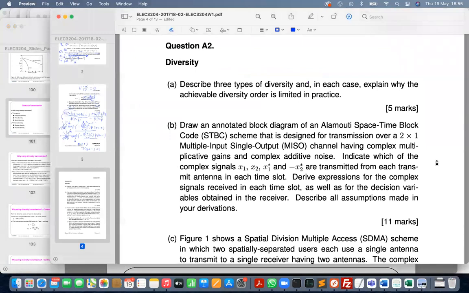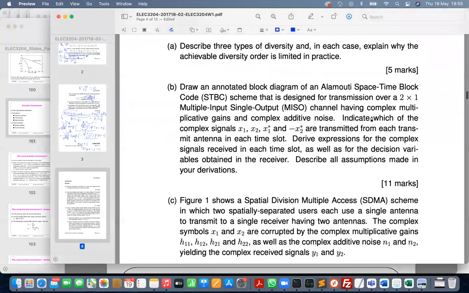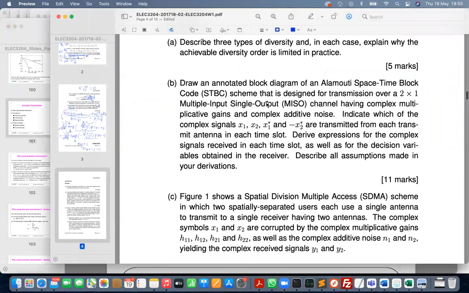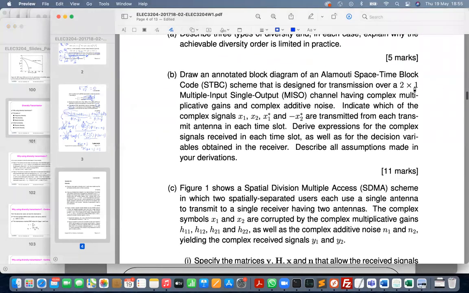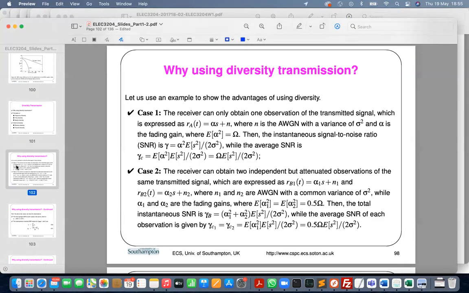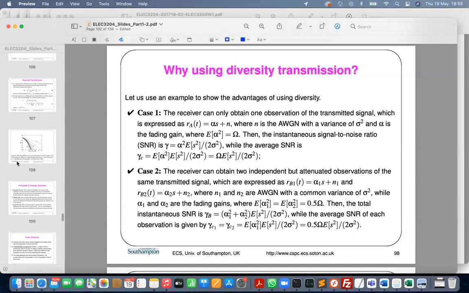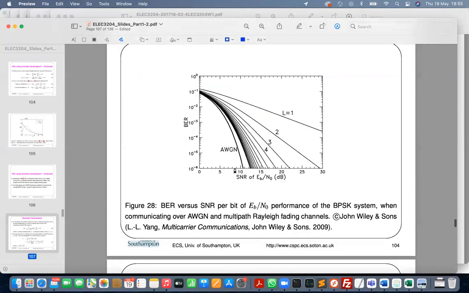And the second question is STBC: you draw a diagram for MISO, transmit there, and then the decision variable for each time slot. This is basically page 124 on the slides.